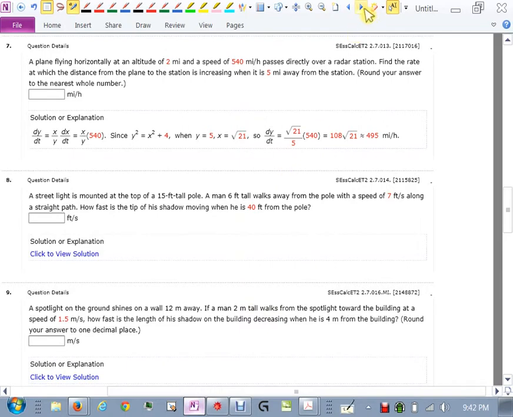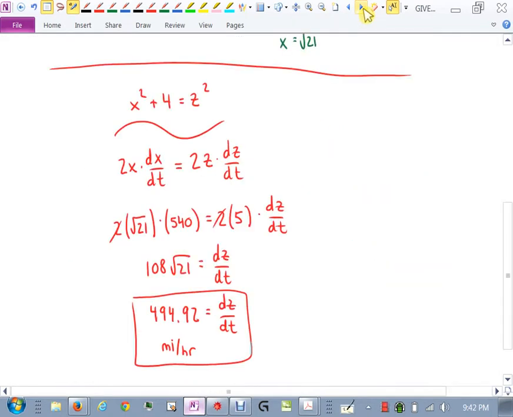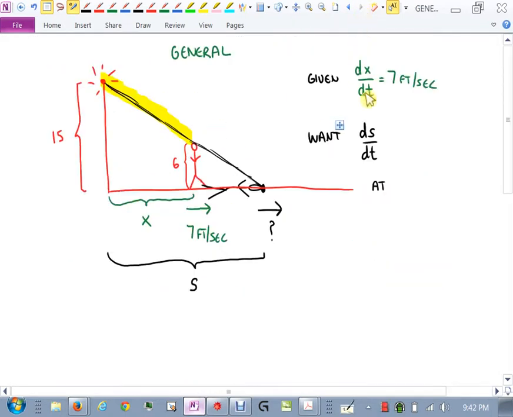40 feet from the pole. So we want to know that exactly when he, which is the man, is x, is 40 feet from the pole. Okay, so what I need to do is find a relationship between x and s. So what you need to see here is that we have a set of similar triangles.